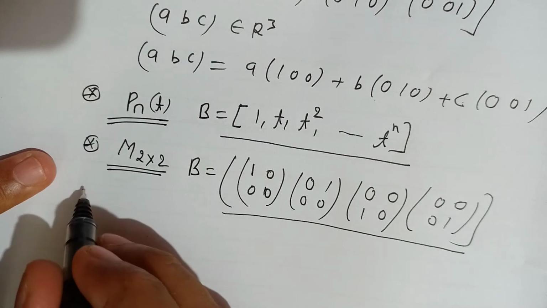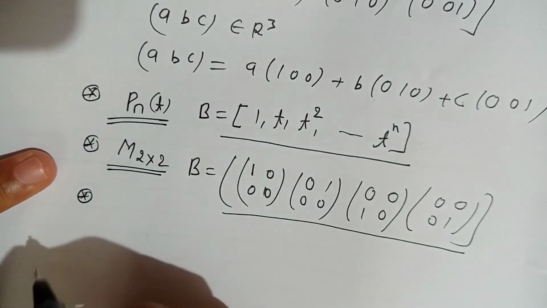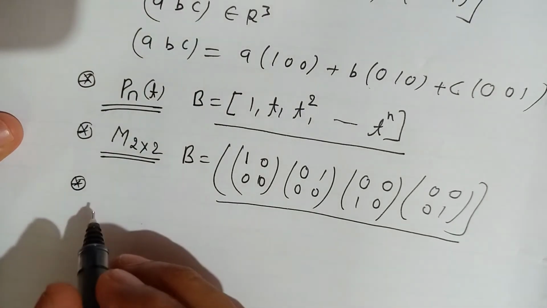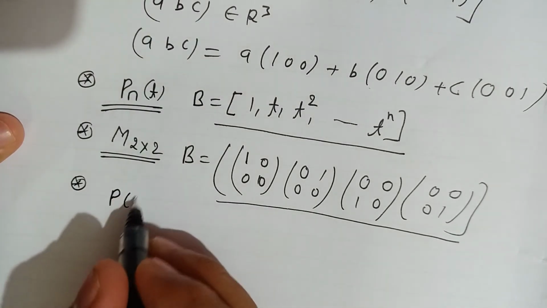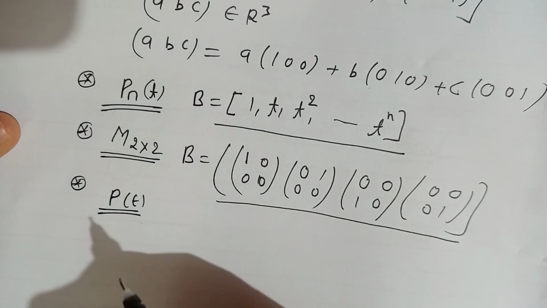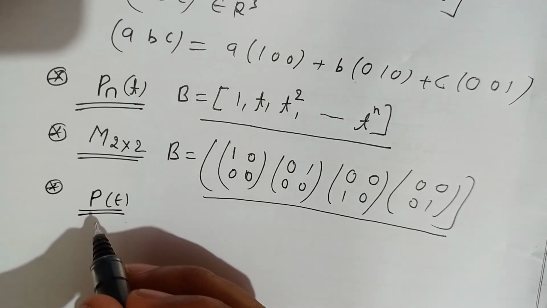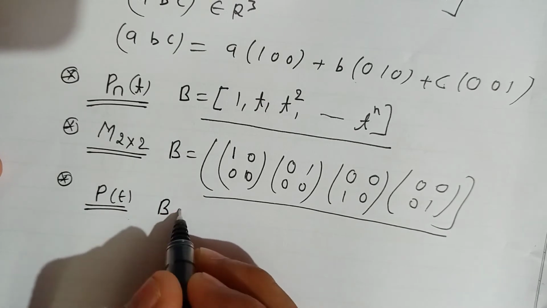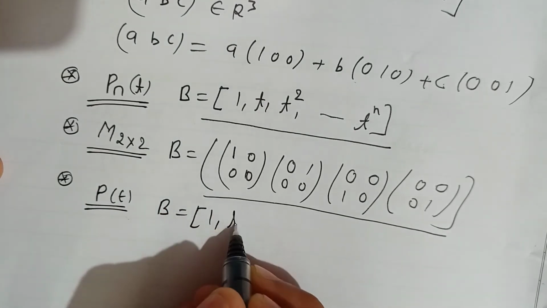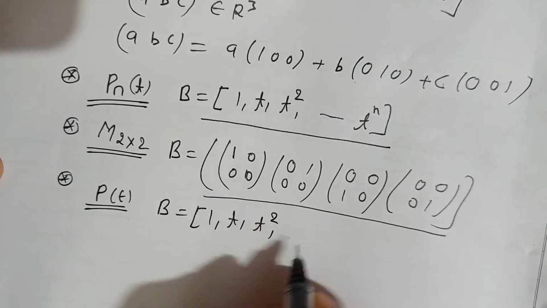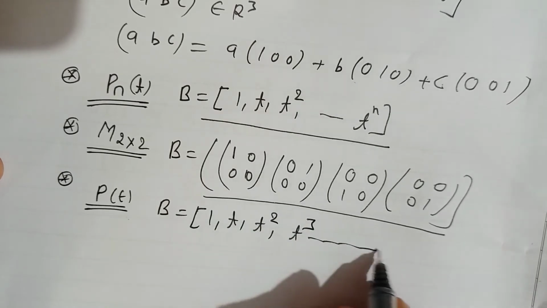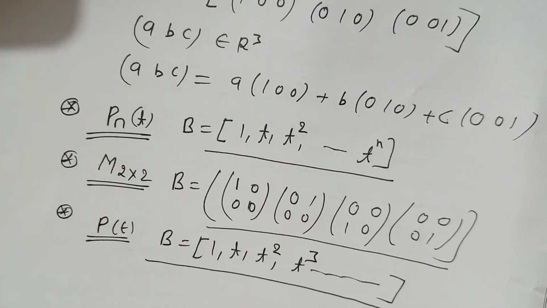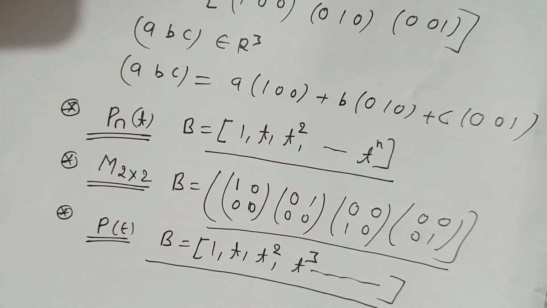So in these, the number of elements in the basis is finite. We will take one more, P(t). P(t) means the set of all the polynomials of any degree. For that, the basis elements will be 1, t, t square, t cubed, and so on. So here the number of elements in the basis of this vector space is infinite.